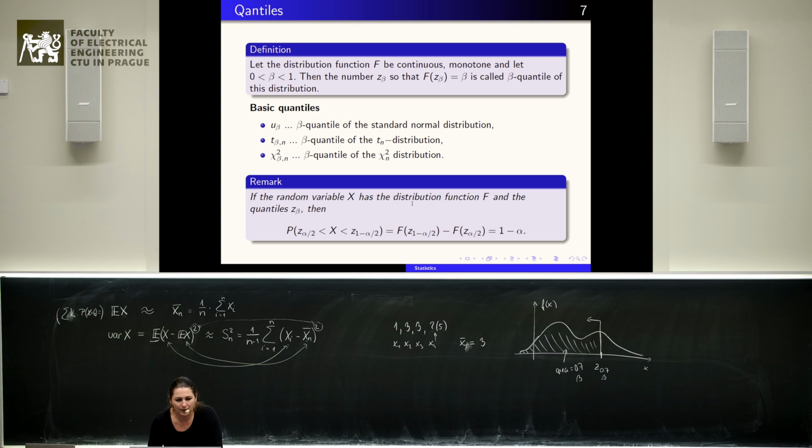So for our purposes, we will use some basic quantiles. I will talk about it later, but the remark will be very important.